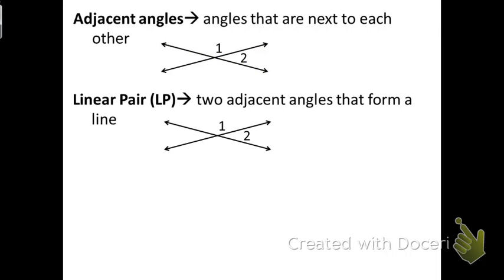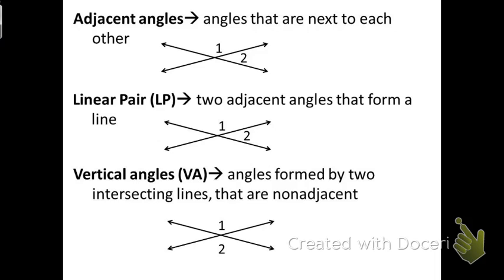A linear pair is when two adjacent angles form a line. So first of all, to be a linear pair, they have to be adjacent, next to each other, and then they have to form a straight line. So there's the line they form, and that is how they are adjacent, because they share the vertex. Now if they form a line, we know that a line adds up to be 180 degrees, so we would say angle 1 and angle 2 would add to be 180 degrees if they are a linear pair.